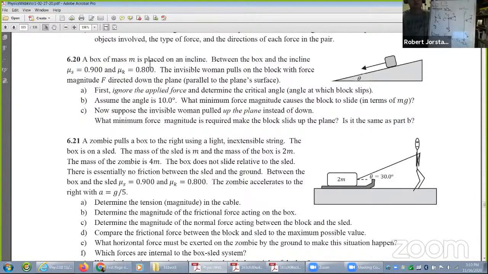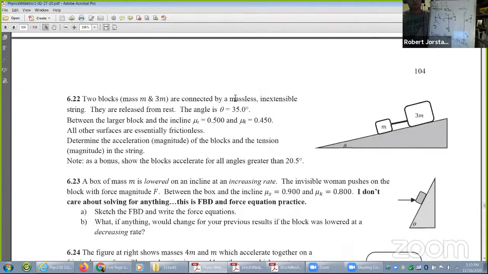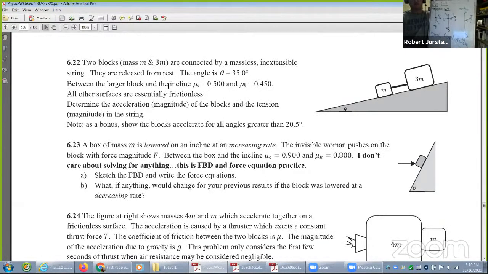So here's one. Something weird about this problem is that it's comparing what happens if you pull up the plane versus down the plane. So that's what's good about this one. Okay. And then let's go take a look at this one. This one is a little bit interesting.